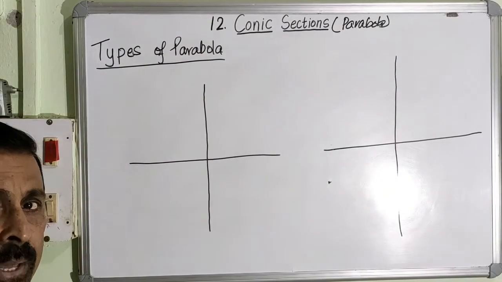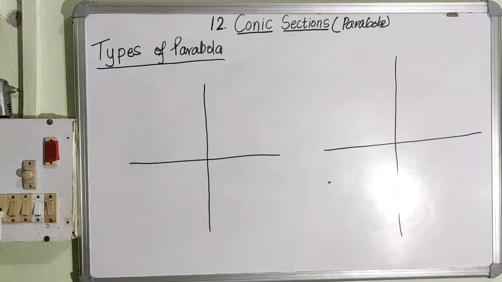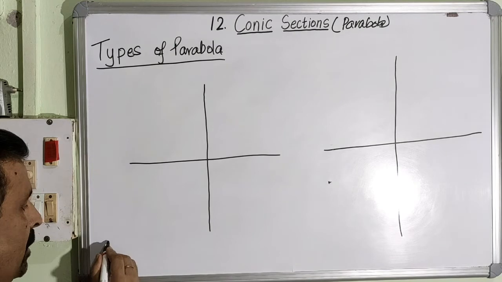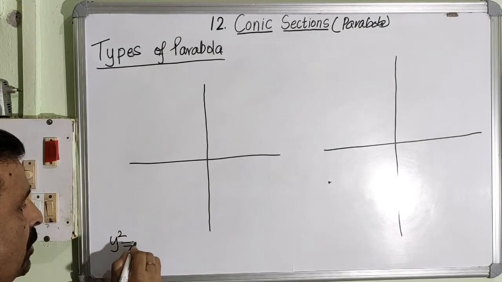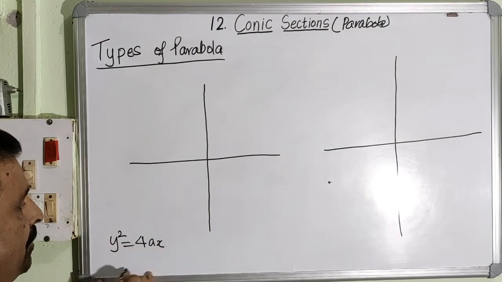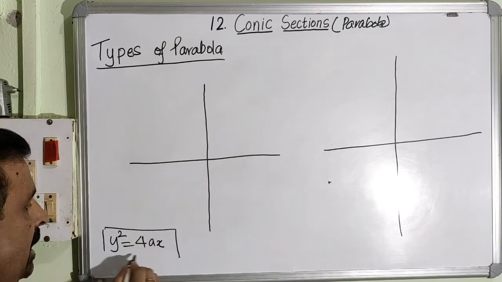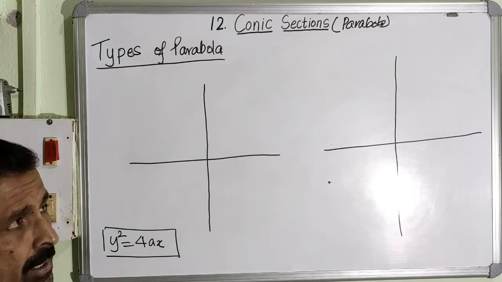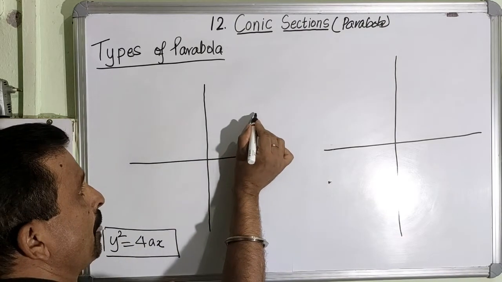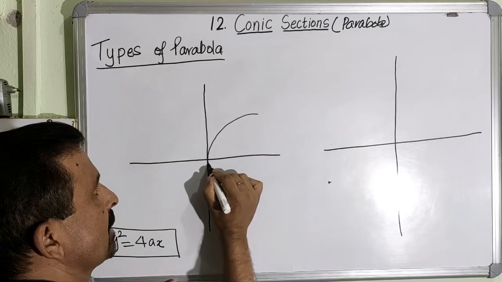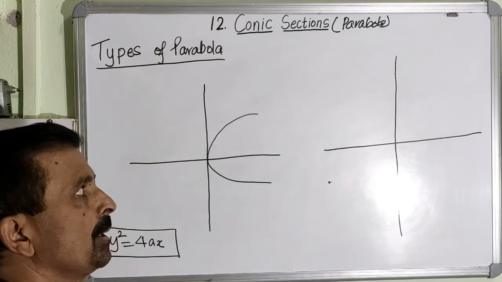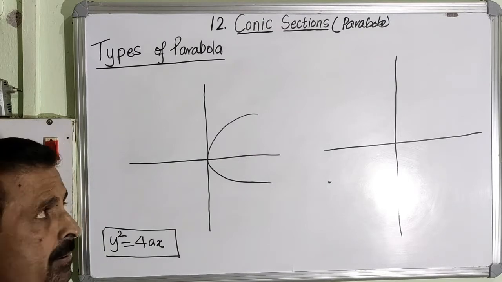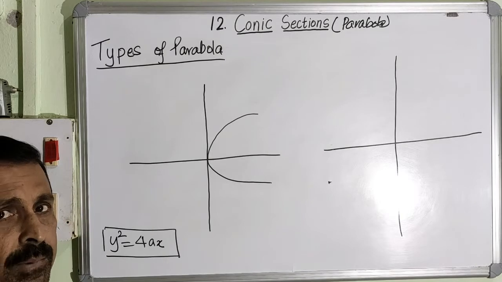After the derivation of the parabola, we got the equation finally. The equation of the parabola we found as y square is equal to 4ax. This is the general equation of the parabola. Is it okay? Now, the parabola that we have drawn was something like this. This was the parabola for which we have derived the equation.